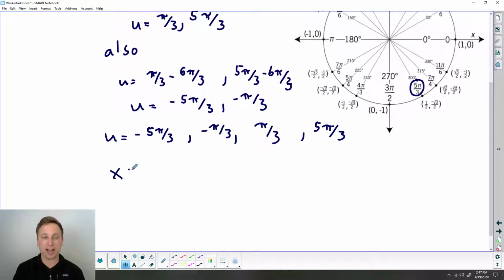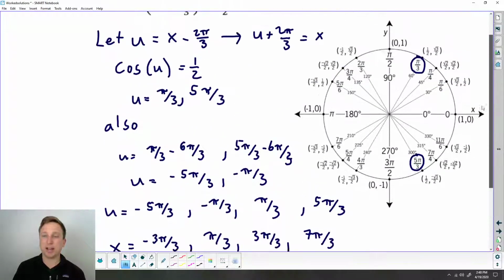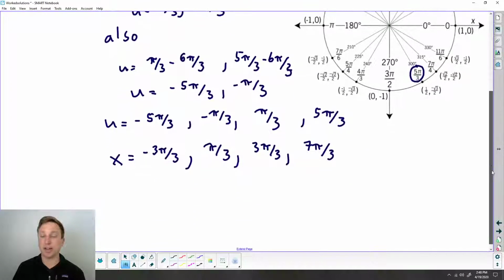So our x values would be -5 pi thirds plus 2 pi thirds, so that would be -3 pi thirds. Our next x value, -pi thirds plus 2 pi thirds, would be pi thirds. Adding 2 pi basically to our numerator is what's happening because we have common denominators. So 3 pi thirds, and add 2 pi here, so we'd have 7 pi thirds. Well, 7 pi thirds is actually outside of our domain.